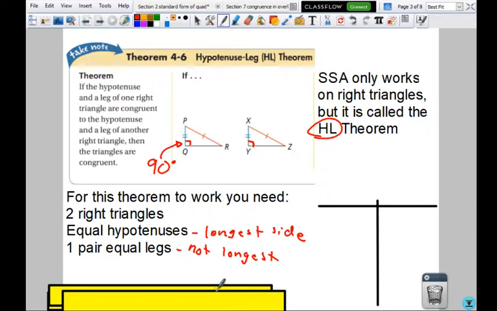So instead of doing a side and an angle or something like that, we just need to show we have two right triangles. We need to show our hypotenuses are equal, and I need to show I have one pair of legs that are equal. And that's why it's called hypotenuse leg, because I need a hypotenuse and I need a leg.